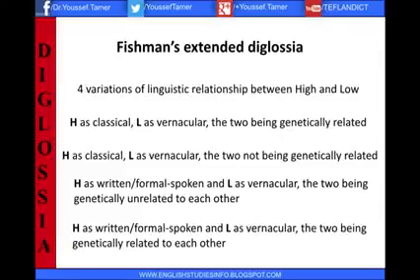Fishman's extended diglossia says that there are four variations of linguistic relationship between high and low. The high variety as classical, the low as vernacular, the two being genetically related. High as classical, the low as vernacular, the two not being genetically related. So this is the approach adopted by Fishman, extended diglossia. He says that the high variety and the low variety are not genetically related; they come from different sources. We're going to show you examples in another slide. The high as written, formal, spoken, and the low as vernacular, the two being genetically unrelated. So that's a repetition somehow. Sorry for that.